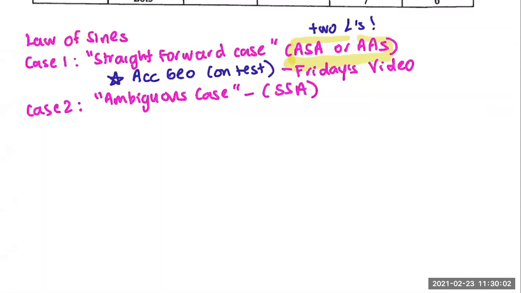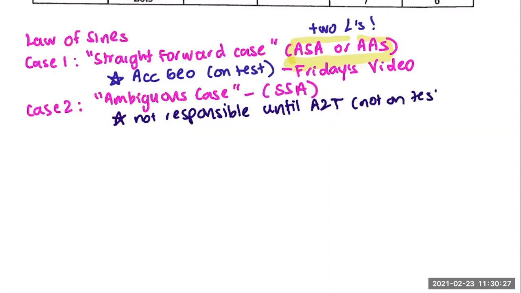And again, watch the demo. It's a little bit clearer to see on the demo with GeoGebra, because you can see why it becomes ambiguous. For this one, you're not responsible for this until Algebra 2 Trig. It really was an extension. So not on the test. This was last night's video, Monday's video. You had a few homework questions on it.